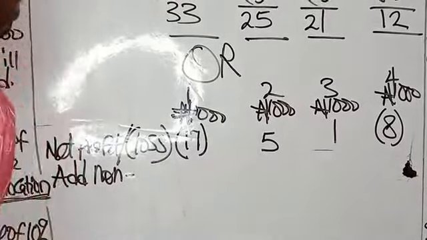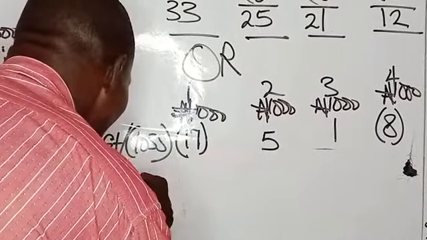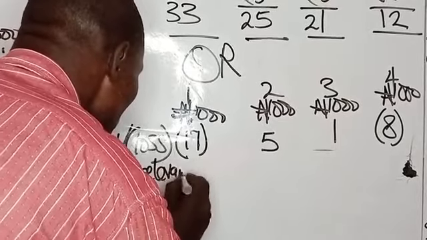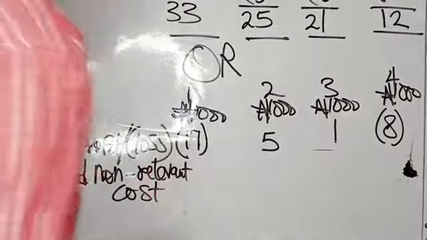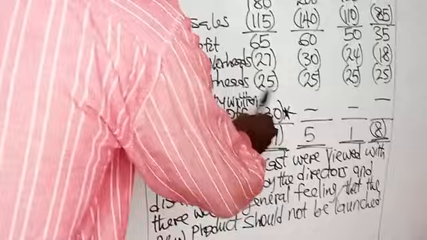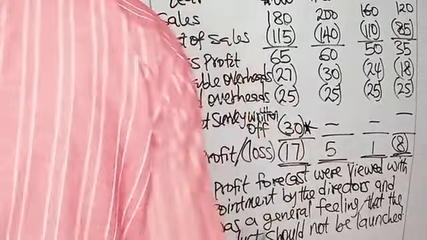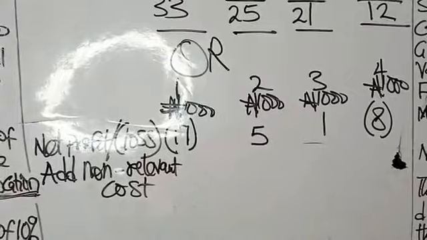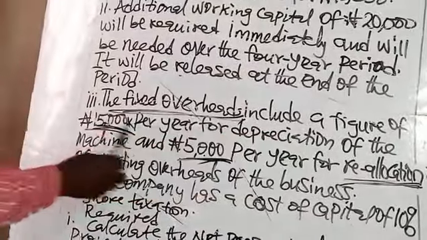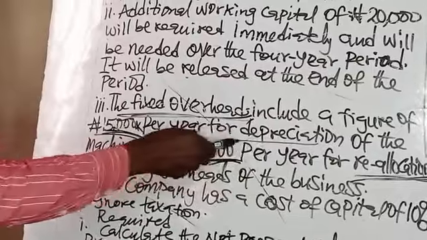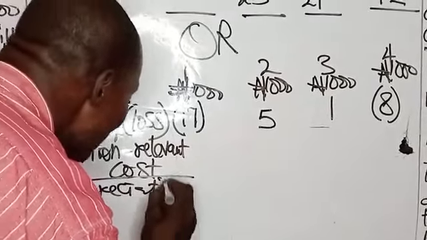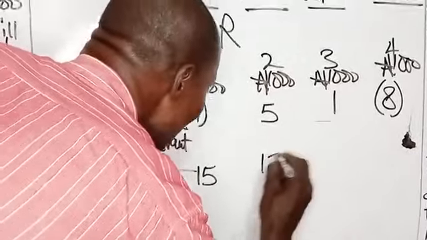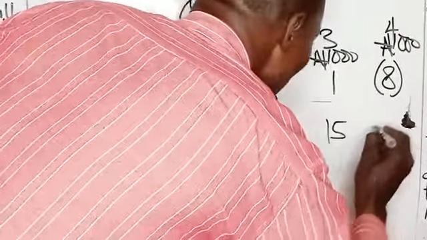Add non-relevant costs, those costs that are not relevant. Remember, we said a certain amount of the fixed overheads is not relevant. Let's go back to the question. The fixed overheads include a figure of 15,000 per year for depreciation of the machine. So you add 15,000 per year.